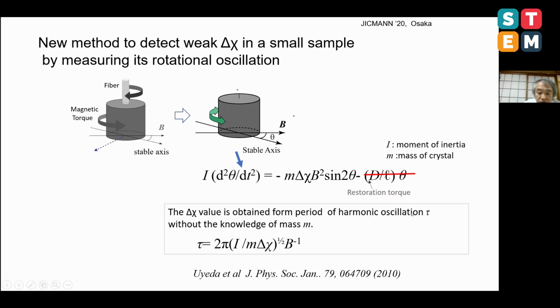period of harmonic oscillation. Note that we don't have to measure the M value, mass value, because mass appears in the inertia. So again, you don't have to measure the mass, and you can measure a small microcrystal so long as the oscillation is measured.